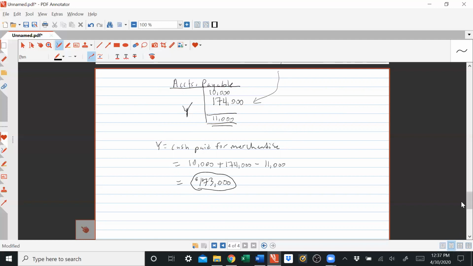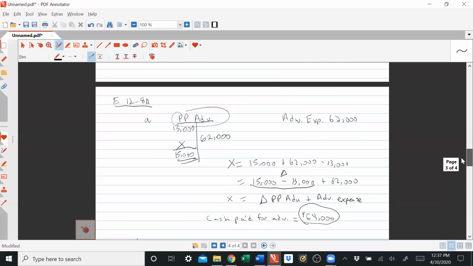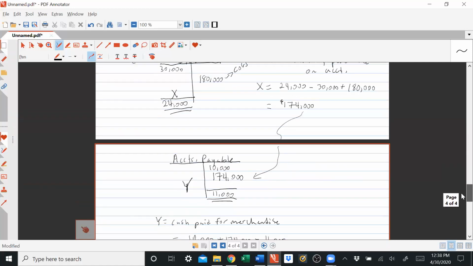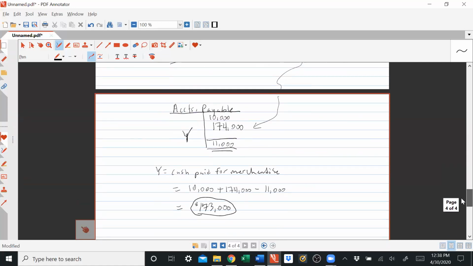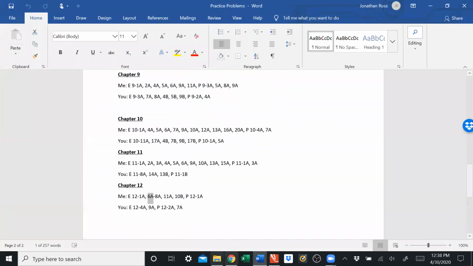Are there any questions on exercise 12.8a? Cash paid for advertising, cash paid for income taxes, cash paid for merchandise purchased. All right, let's do the next one. 11a.